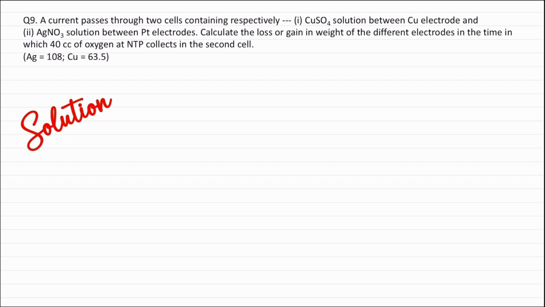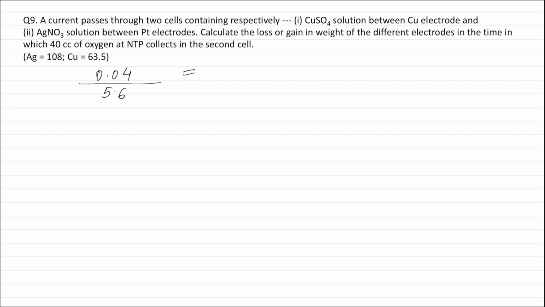Now equivalents of oxygen will be equal to equivalents of copper. Volume of oxygen is given as 40 milliliters, or volume of oxygen in liters will be 0.04 liters. Now dividing this volume of oxygen by the equivalent volume of oxygen, that is 5.6 liters, will give equivalents of oxygen, and this is equal to equivalents of copper.